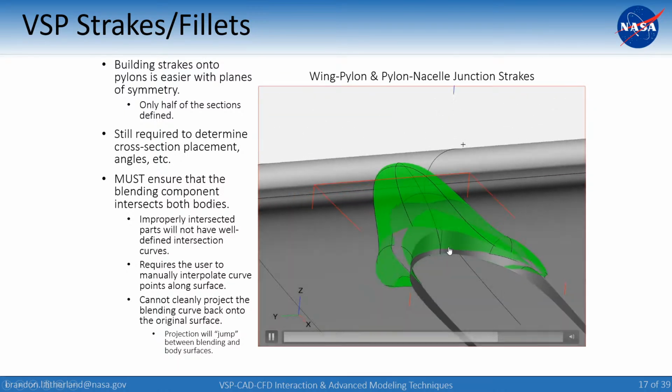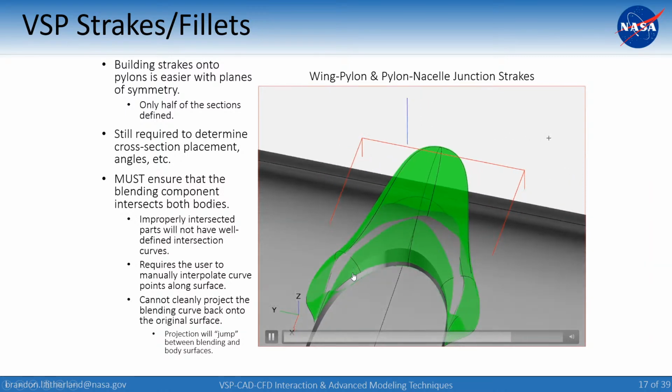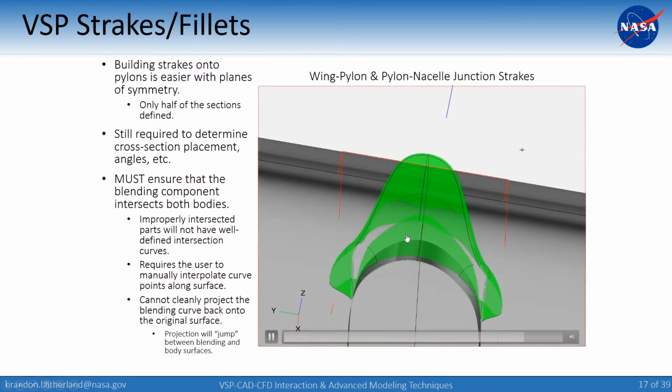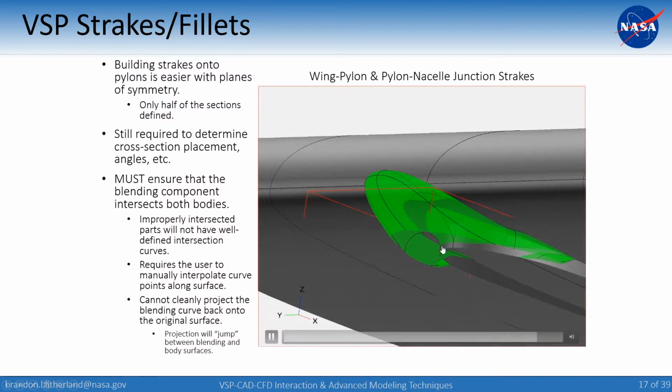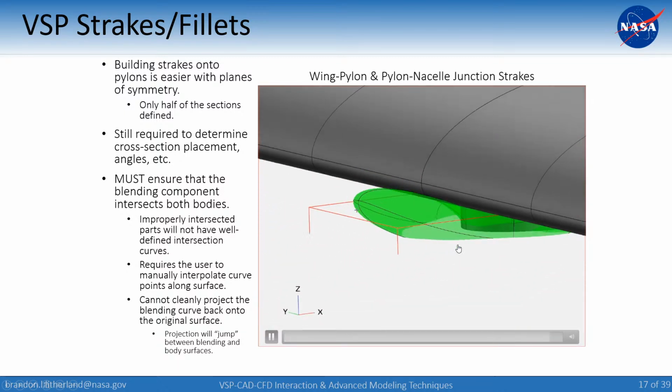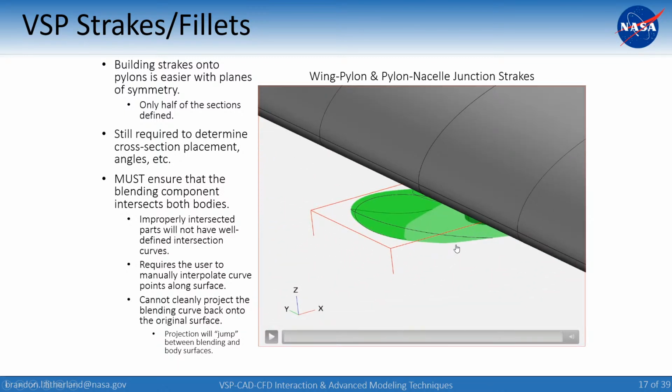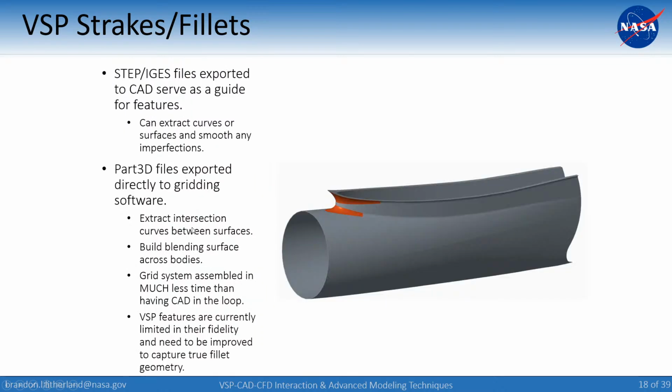But the point here is that if you're going to do this, make sure that there are well-defined intersection curves between either component. That's going to make things much easier for either your CAD or your gridding tools to pull out those intersection curves that you can use for reference. So in this case, you can dump these things out as STEP or IGES files, and then you can build them up from the CAD. So the actual physical part that's built for manufacturing is based on the stuff that came out of VSP. You use those intersection lines as a guide and then build things up in a way that makes sense for the manufacturer.